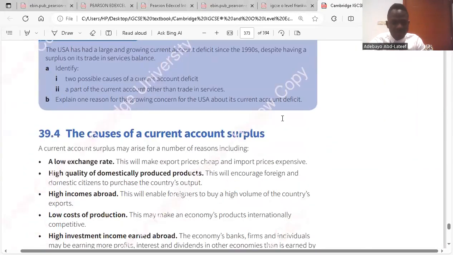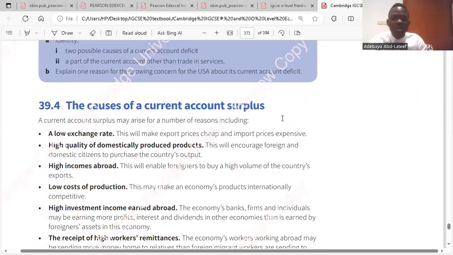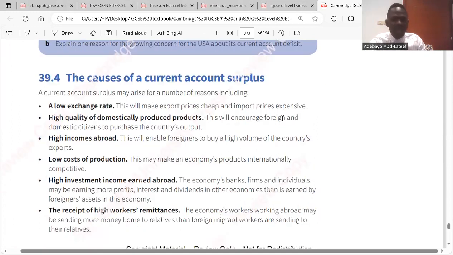So go to the causes of current account surplus. A current account surplus may arise for a number of reasons. One, a low exchange rate. When there's a low exchange rate, exports will increase because they become cheaper. High quality of domestically produced products. Because you have high quality products, demand for your product will increase. That will improve your balance of payments current account.